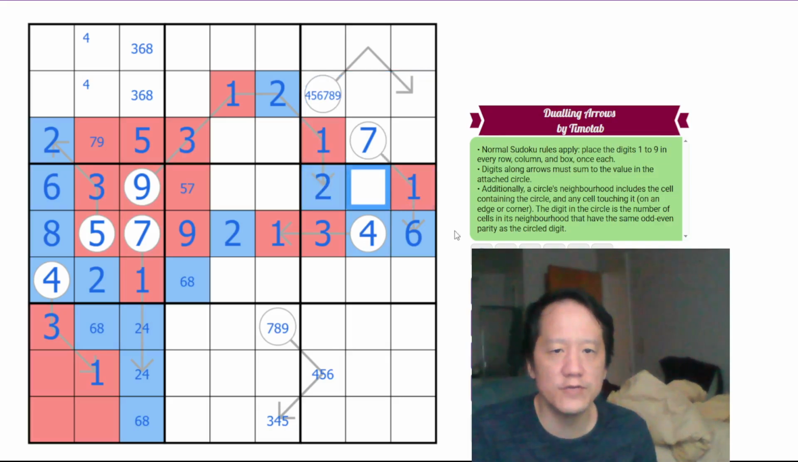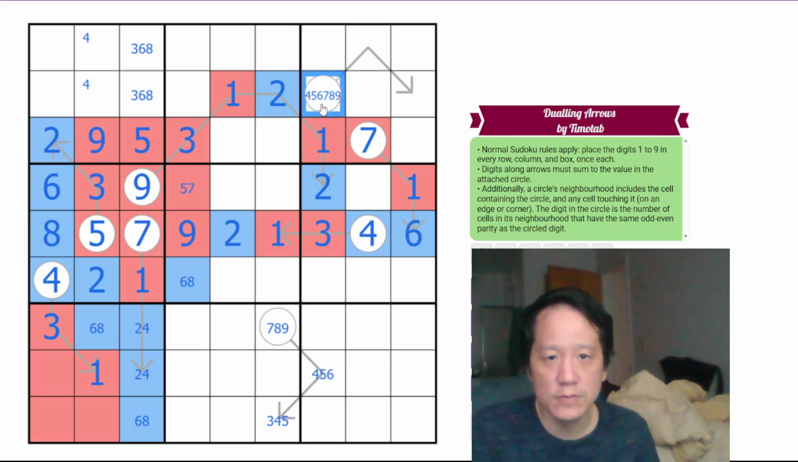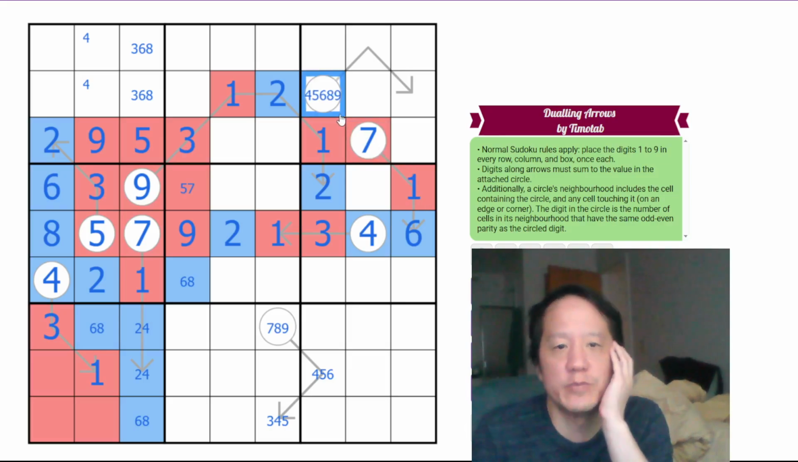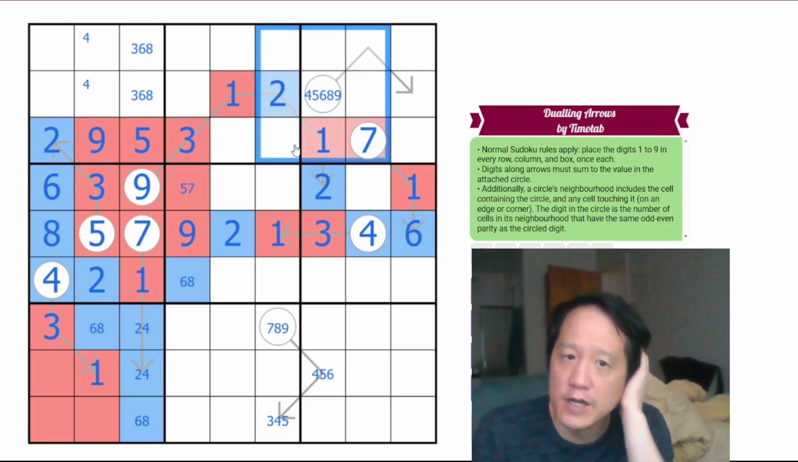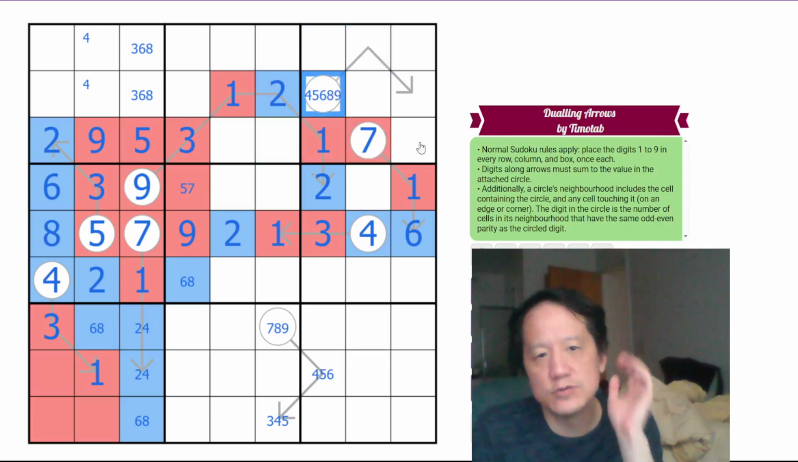We already have an even here, but this is odd here. This 7 eliminates 7 here, so this is 9. This can no longer be 7. Can no longer be 9, because if it were 9, we would have only 8 odd digits at most. So this can't be 9.